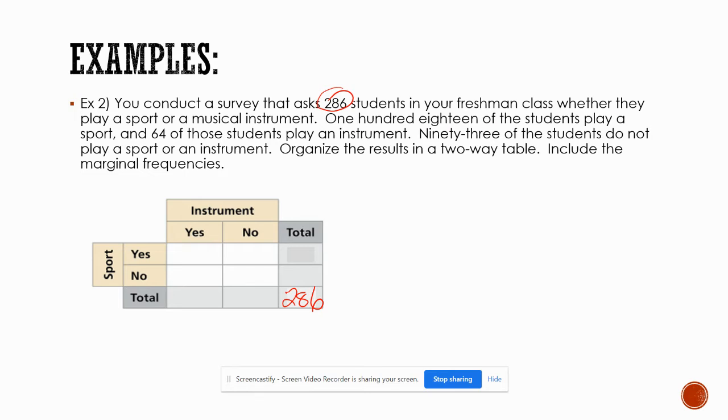118 of the students play a sport. So sport, yes, we'll have 118. 64 of those students play an instrument. So 64 students play sports and an instrument. So our 64 goes in the yes and the yes. 93 students do not play a sport or an instrument.